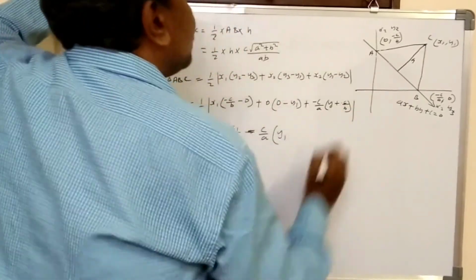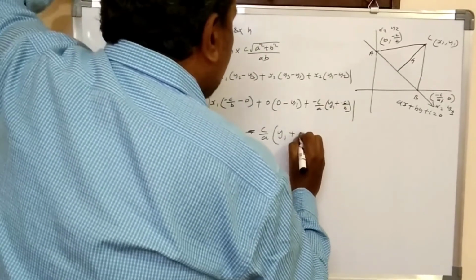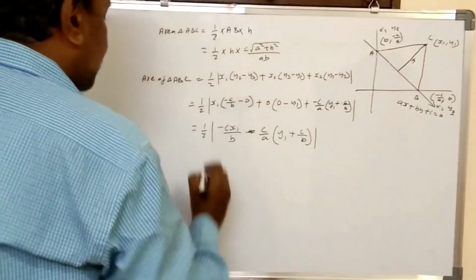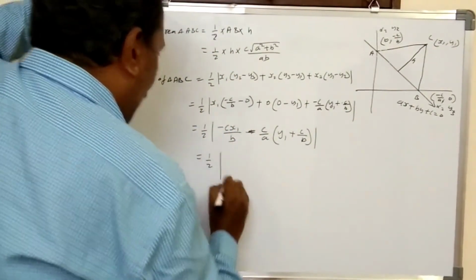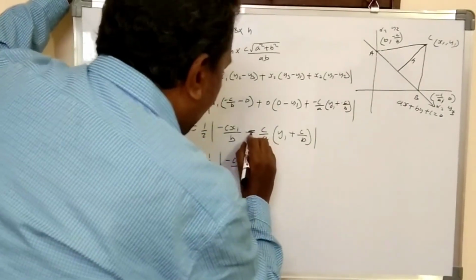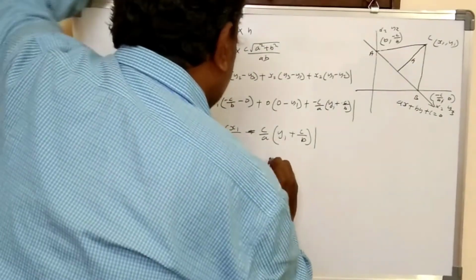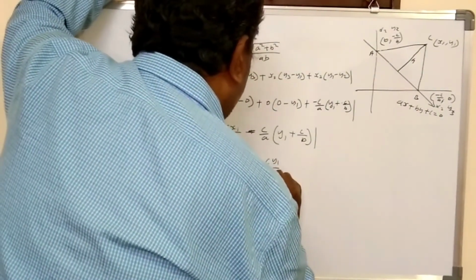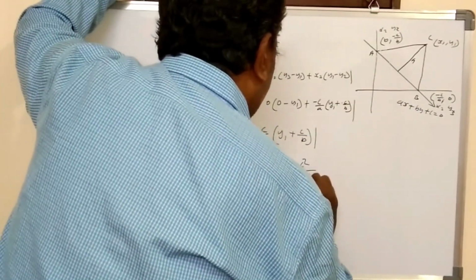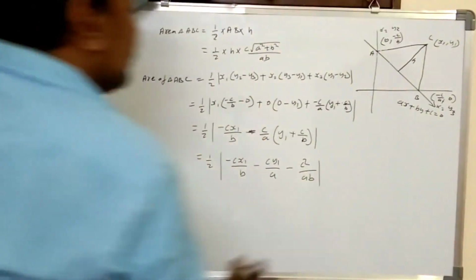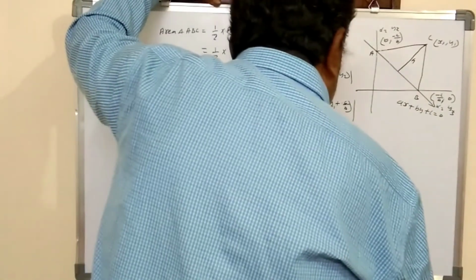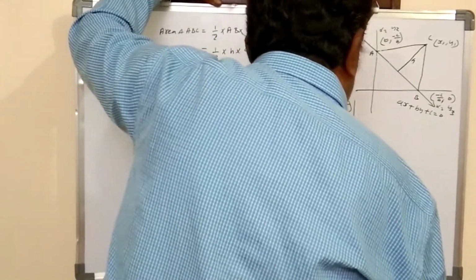So plus of minus c by a into (y1 plus c by b). Okay, that becomes half mod of minus c x1 by b minus c y1 by a minus c square by ab. Again that becomes half mod. You take minus as common, minus of, and inside you simplify this.